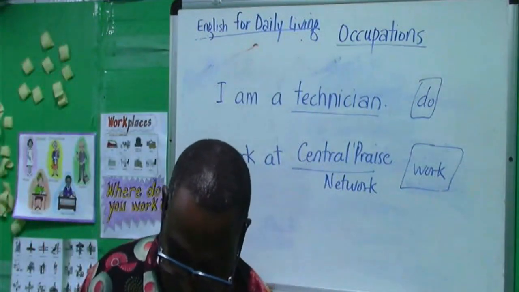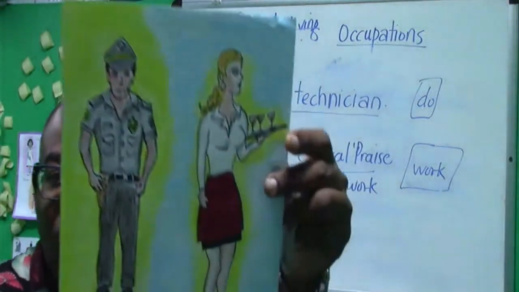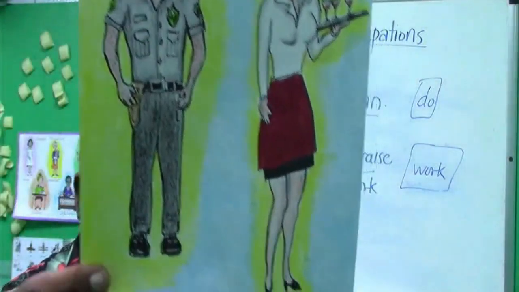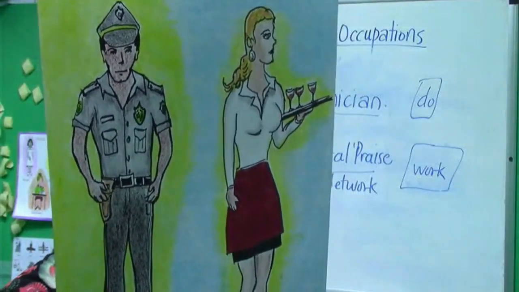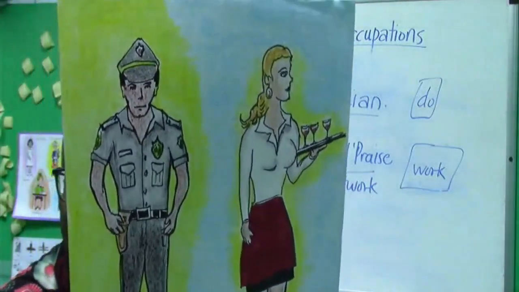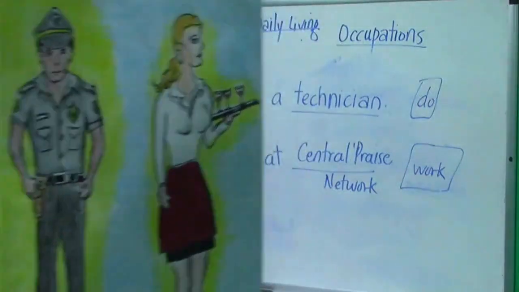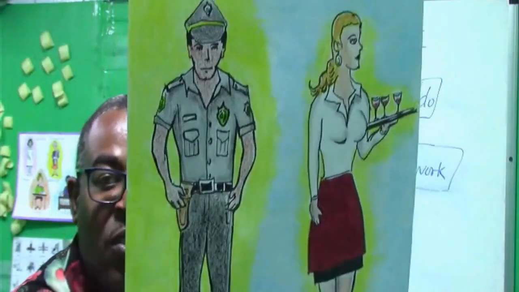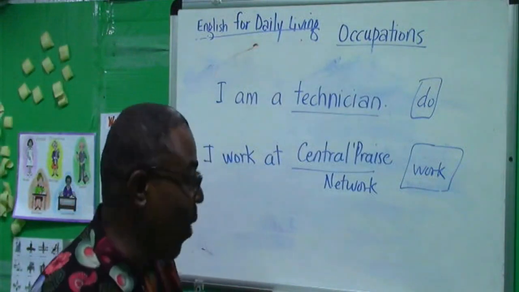Okay. Finally, we have two more. What does he do? What work does he do? He is a... what should I say here? A policeman. A police officer. He's a policeman. And she is what? She's a waitress. She's a waitress. All right, very good. You've done quite well.